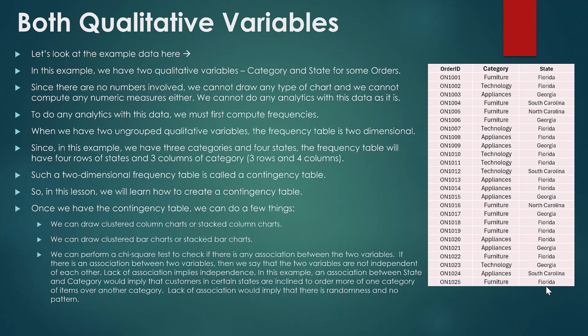If there is an association between the two variables, then we say that the two variables are not independent of each other. A lack of association implies independence. So in this example, an association between state and category would imply that customers in certain states are inclined to order more of one category of items over another category. On the other hand, a lack of association would imply that there is no pattern, that there is randomness, that it's not as if one state favors one category or vice versa.